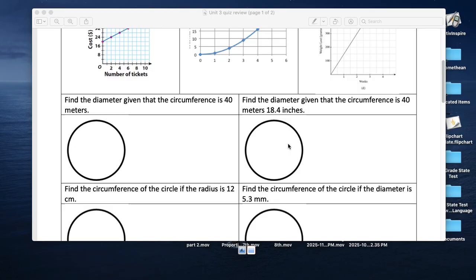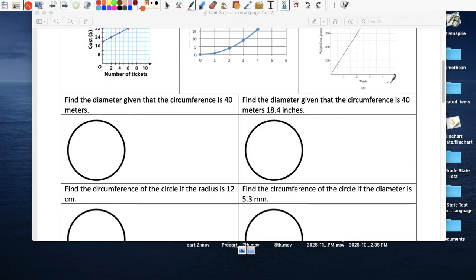Oh, okay. What is the circumference? The circle diameter. Find the diameter, and just find the diameter given that the circumference is 40 meters. Okay, so I see what I did. We're going to take the 40 meters out, and use 18.4 inches.